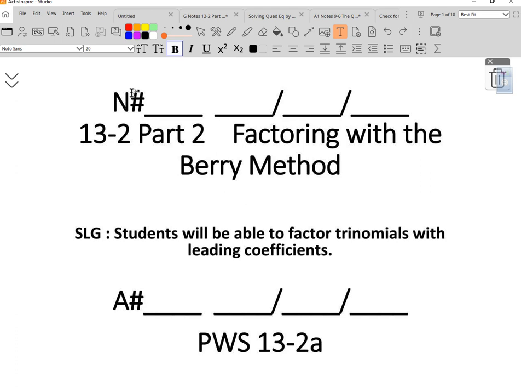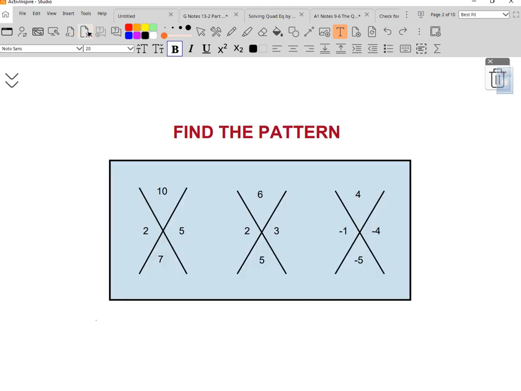You guys have factored all your life. Even when you were little, when you first started multiplying and dividing, you learned the factors. Your multiplication tables, you were factoring numbers. So this is what we talked about yesterday.